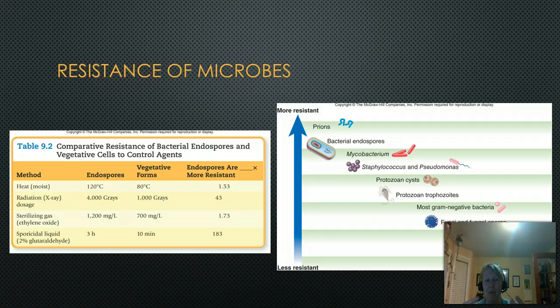And the big thing I want you to remember from here is really kind of where things fall. The spores, the cysts, they're going to be more resistant than the gram-positive bacteria and some of the viruses in general, to a variety of methods.